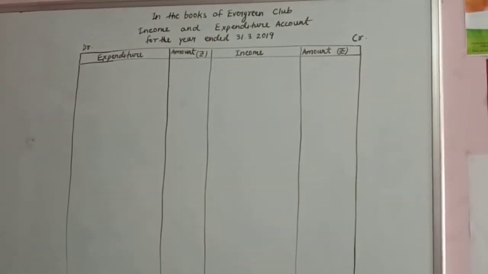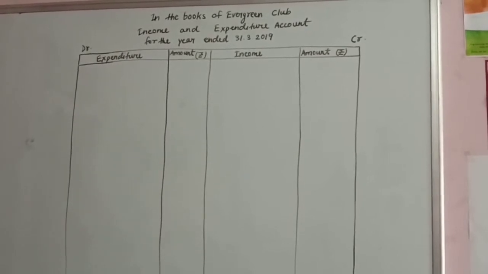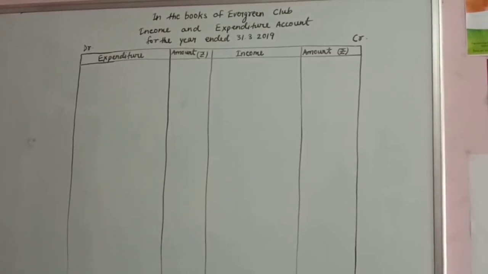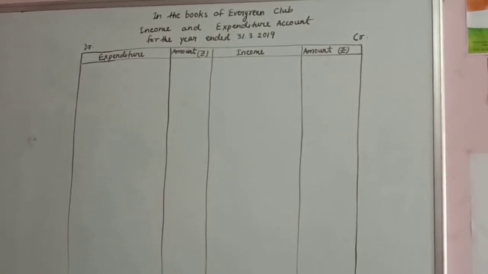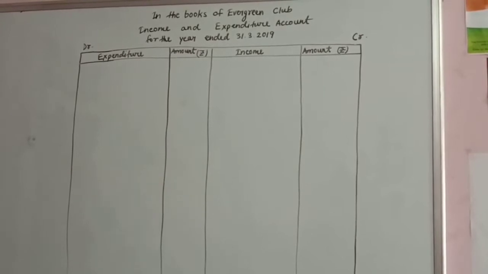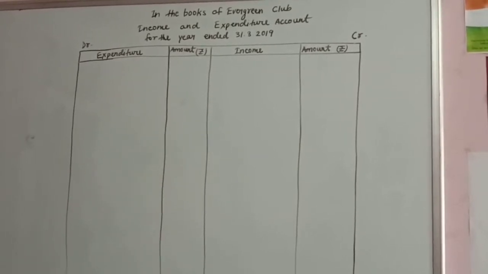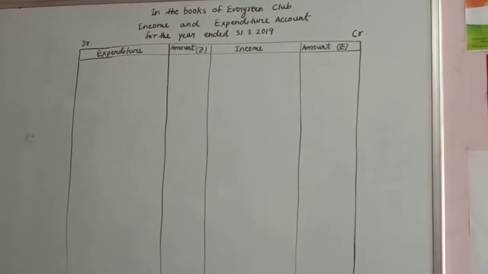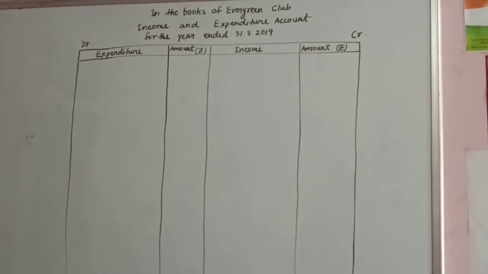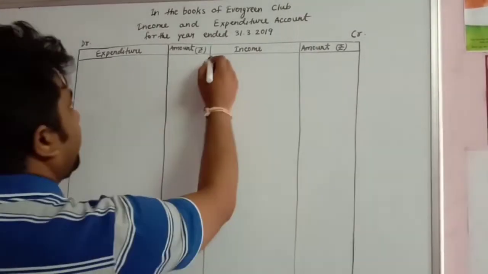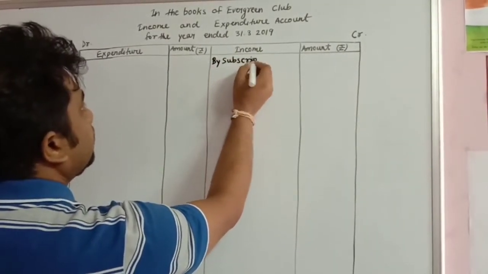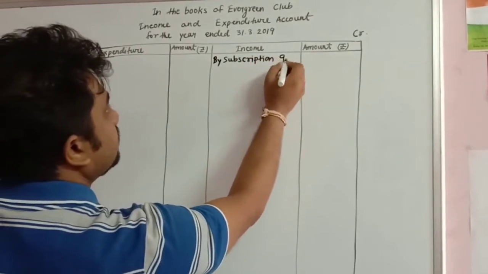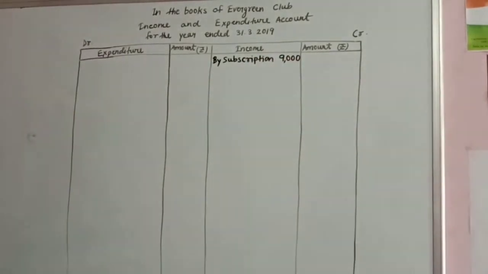First of all we will deal with the income side, that is with the receipts provided in the question. The first thing we are concerned about is the subscription. The year for which we are doing this accounting is 2018-19. So subscription income in that year, how much is it? Rupees 9,000. So what you will write? By subscription 9,000.